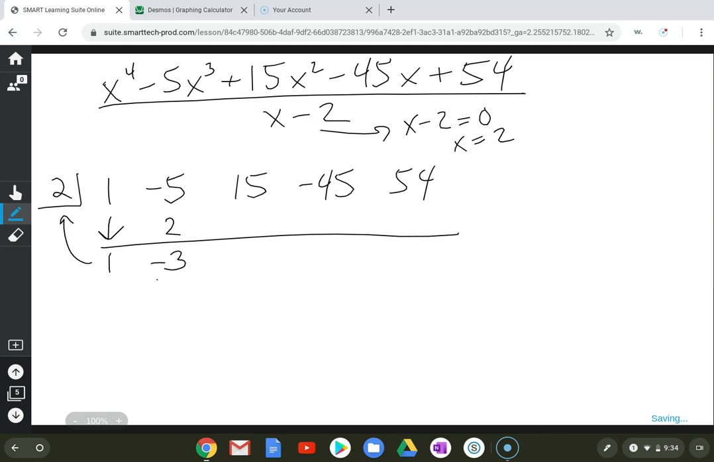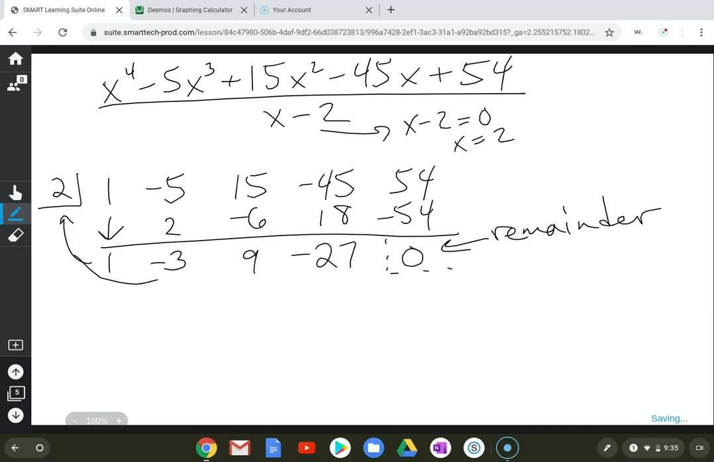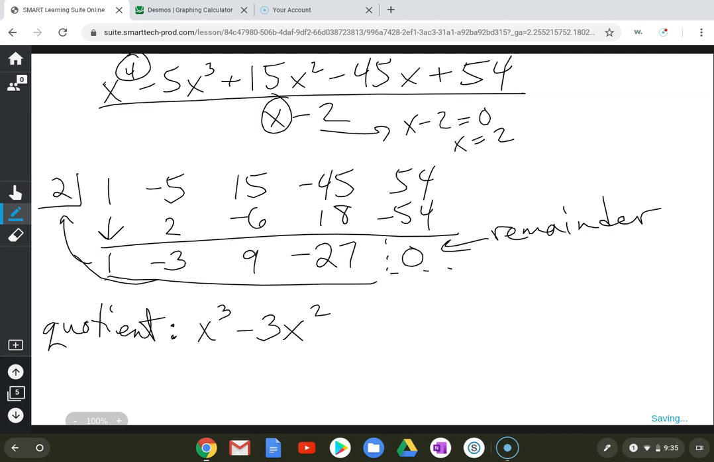Add down. Multiply up, add down, multiply up, add down, multiply up, add down, and thank goodness, again, our remainder is 0, which it's supposed to be because we knew that 2 was a 0. And so now these are the coefficients of our quotient. So our new quotient, the remaining polynomial, remember we reduced the degree again by another 1, so we're going to have 1x cubed minus 3x squared plus 9x minus 27.